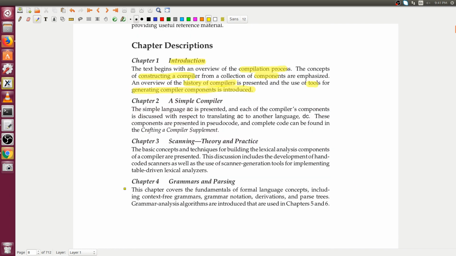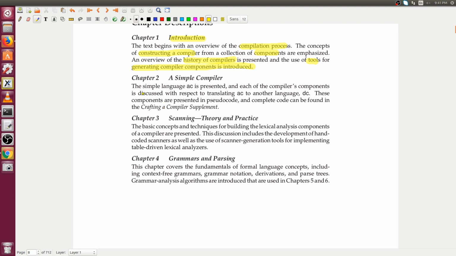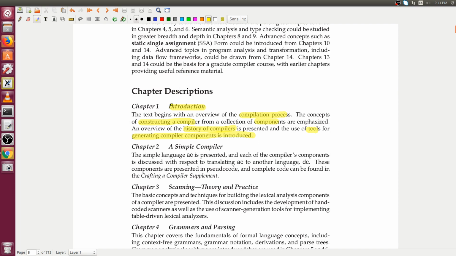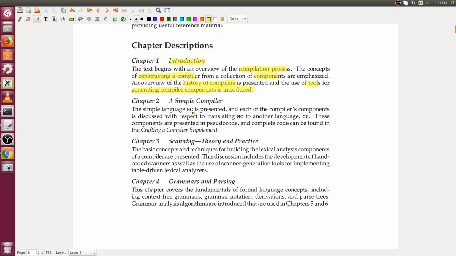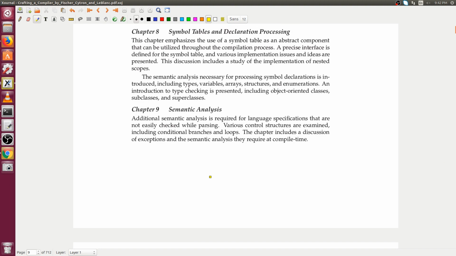Let's see, what else can we... So, let's see if we may be able to get past Chapter 1. What do we see in Chapter 2? A simple compiler. They introduce a simple language. That's cool. Then they discuss how we would translate that simple language to another language, DC. We look at some pseudocode, and then they have the complete code and crafted compiler supplement. Okay. We probably could get past those first 2 chapters.